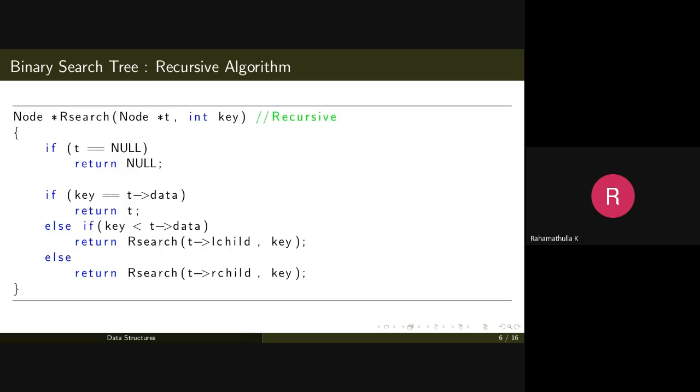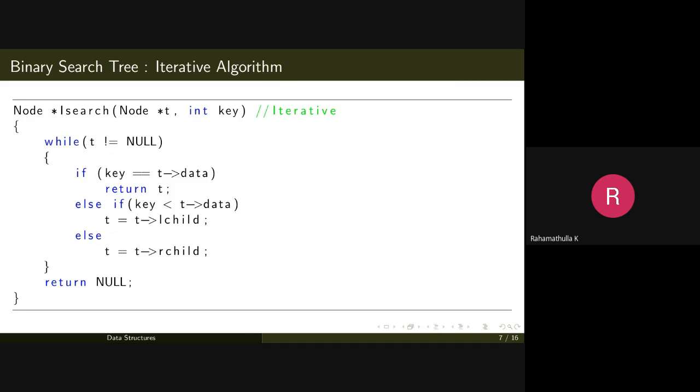So this is the search procedure in a binary search tree, a recursive algorithm and an iterative algorithm. The idea is very much the same. If key is equal to t pointer data, then return that. Otherwise, you search in the left part of the tree or the right part of the tree, just like binary search.